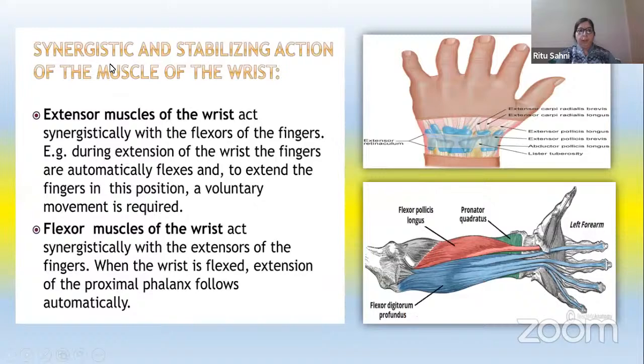This is the slide I was talking about: the synergistic and stabilizing action of the muscles of the wrist. It shows how the extensor muscles of the wrist work synergistically with the flexors of the fingers. This is the wrist and these are the fingers, which provide synergy because of their action. The flexor muscles of the wrist act synergistically with the extensor group of the fingers. So when we do flexion, the extensor group of the fingers gives stability, and when we do extension, the fingers are in the flexion position and provide stability, like when holding anything or gripping. That is the synergy and stabilization action of the wrist muscles with the fingers.